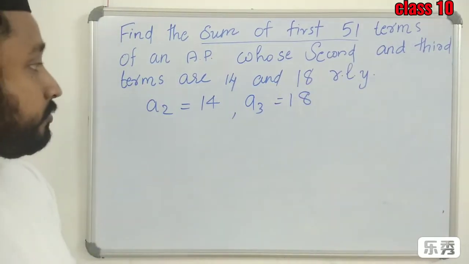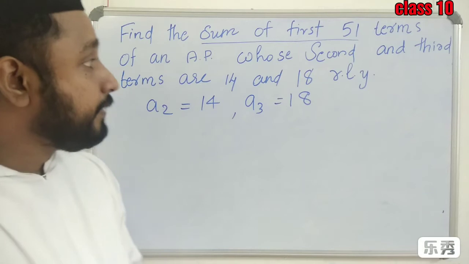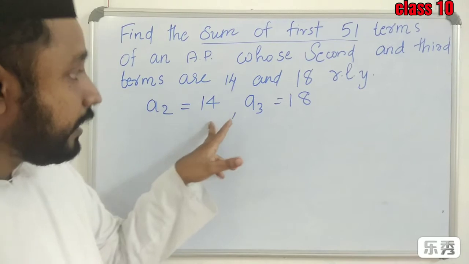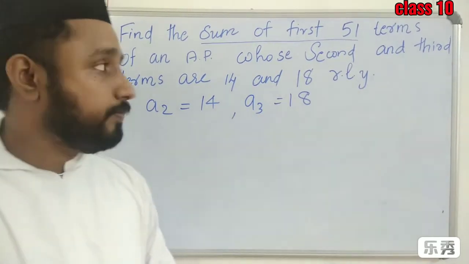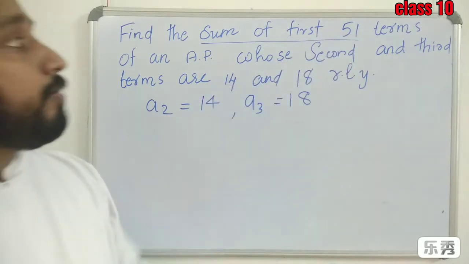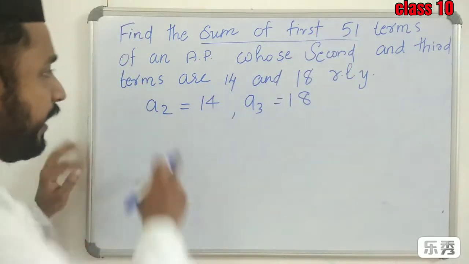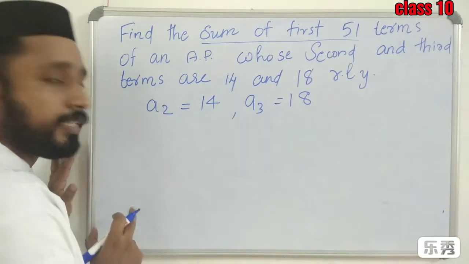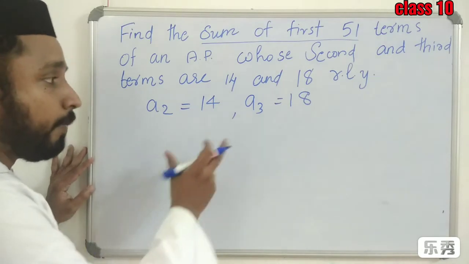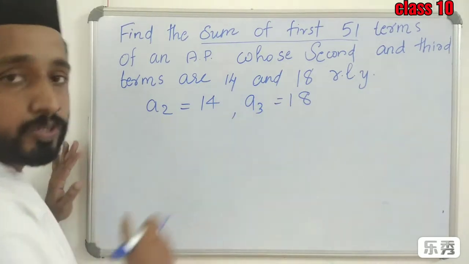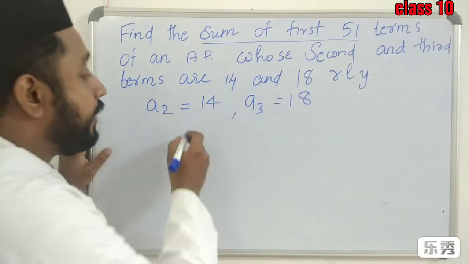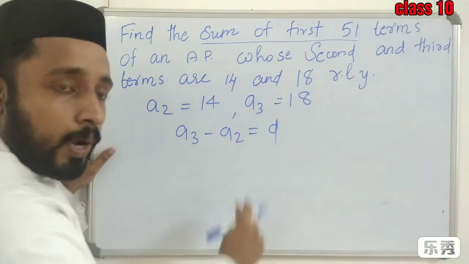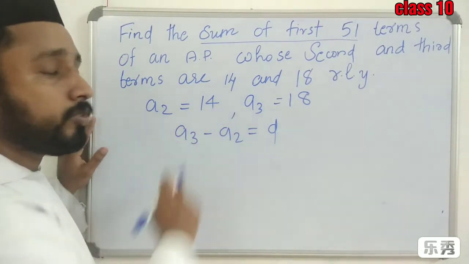So A2 is equal to 14 and A3 is equal to 18. We have to find the sum of first 51 terms. From this we will get the common difference. We know that common difference means the difference between two consecutive terms. So we have A3 minus A2, which is D.